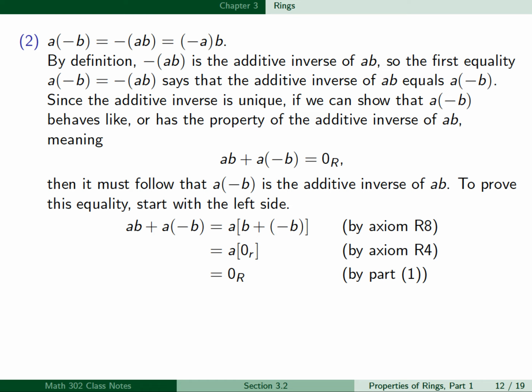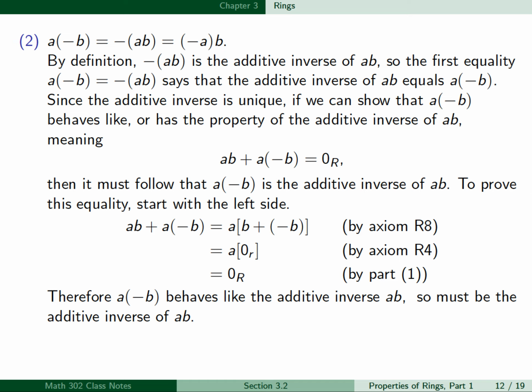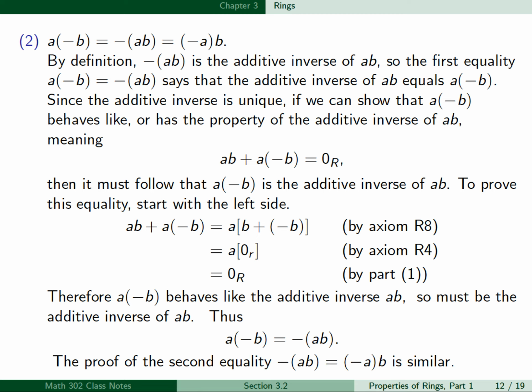Okay, so we've proved the equality, so therefore a times minus b behaves like the additive inverse of ab. I forgot the word of there. So it must be the additive inverse of ab. And so thus a times minus b is equal to minus ab. Now the proof of the second equality, minus ab equals minus a times b, will be similar.